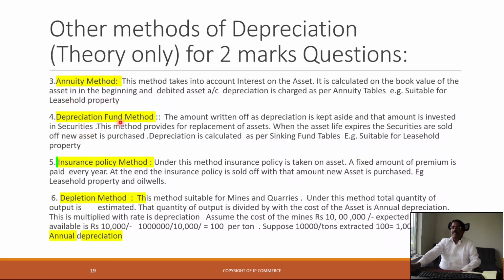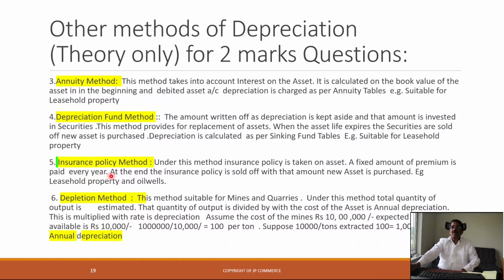Next, the depreciation fund method. The amount written off as depreciation is kept aside. Under this method, the amount is invested in securities. This method provides for replacement of the asset. When the asset's life expires, the securities are sold off and a new asset is purchased in place of the old asset. Depreciation is calculated under this method as per the sinking fund tables. This method is suitable only for leasehold property.